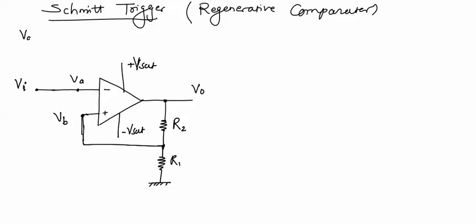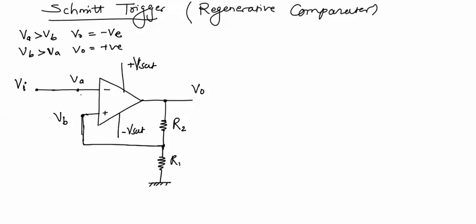Again this thing will be true that if VA is greater than VB, then V0 will be negative, and if VB is greater than VA, then the output will be positive. Based on these two assumptions, we'll start our analysis.